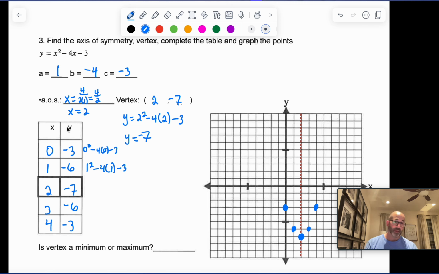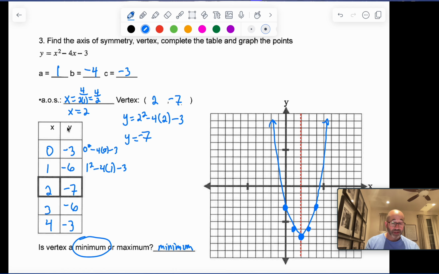They're symmetrical. Now you can see with these 5 points which way our curve is really going to look and turn. It's going to look something like this. And then the last question here is the vertex a max or a min? Well, let's look at this point. It's down on the bottom, which means it's the smallest that it will go. So this is a minimum.